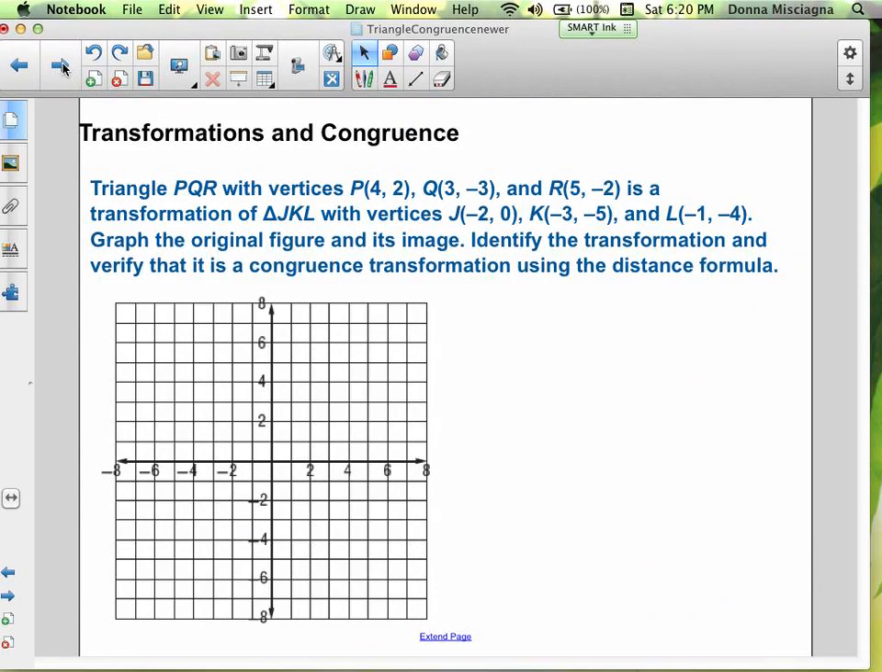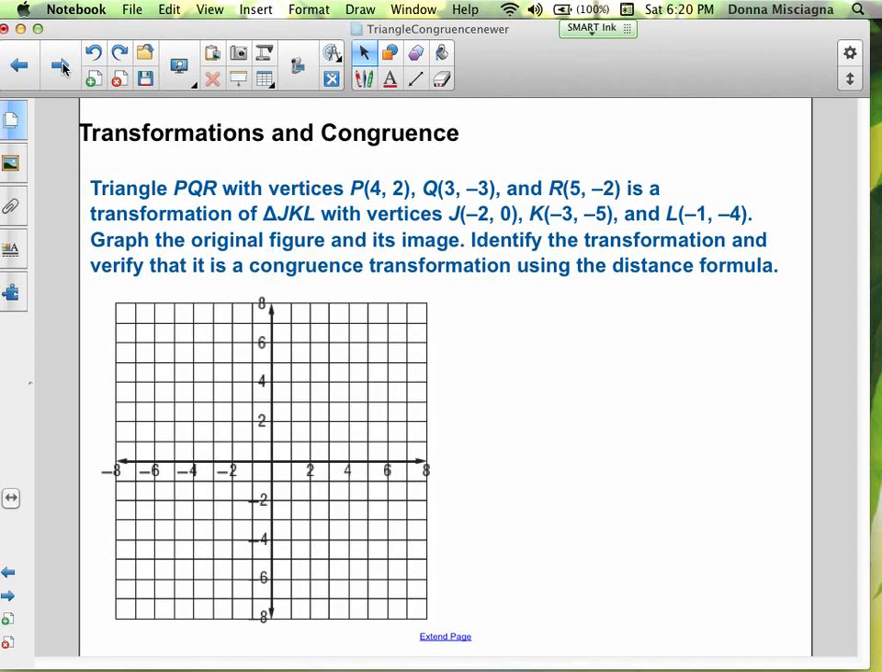All right, so triangle PQR with vertices P(4, 2), Q(3, -3), and R(5, -2) is a transformation of triangle JKL with vertices J(-2, 0), K(-3, -5), and L(-1, -4). We're going to graph the original figure and its image, and then we'll identify the transformation and verify that it is a congruence transformation using the distance formula.